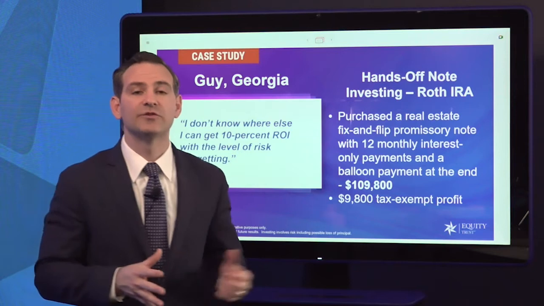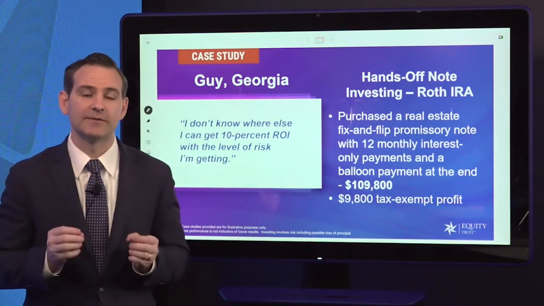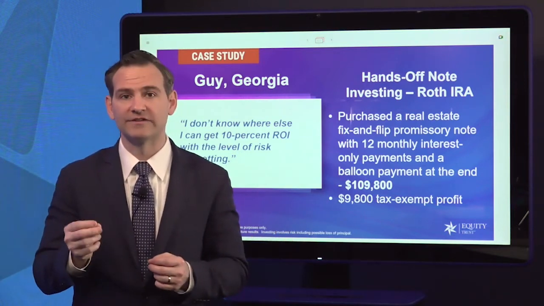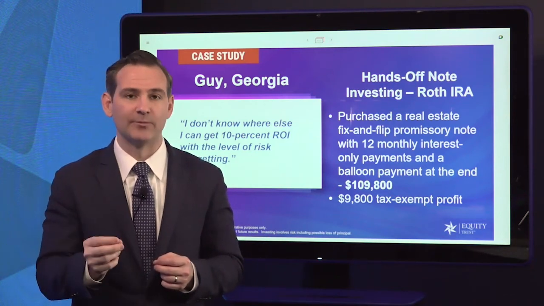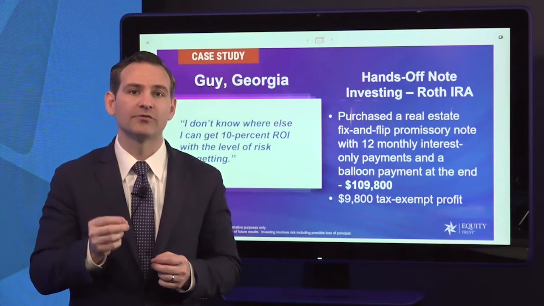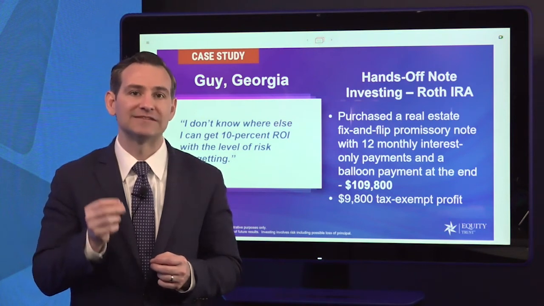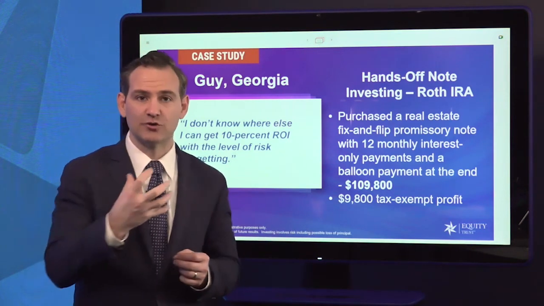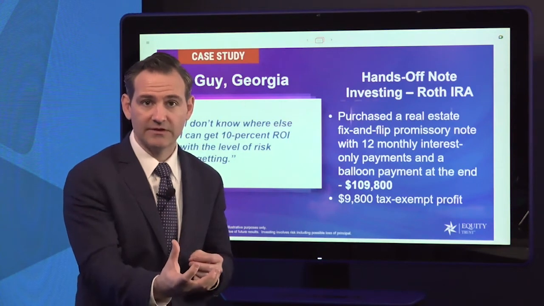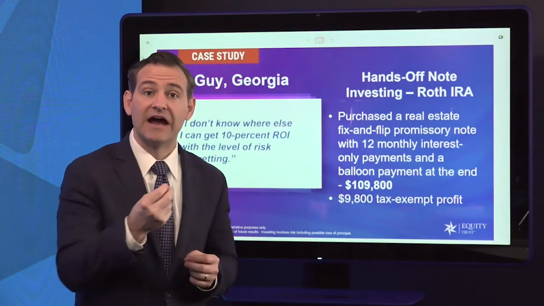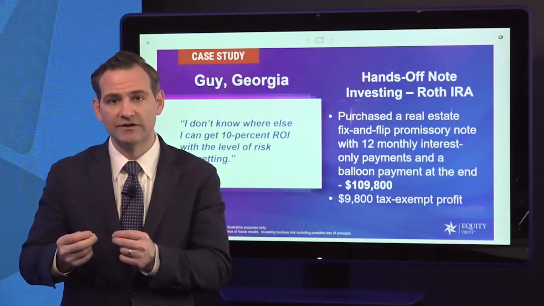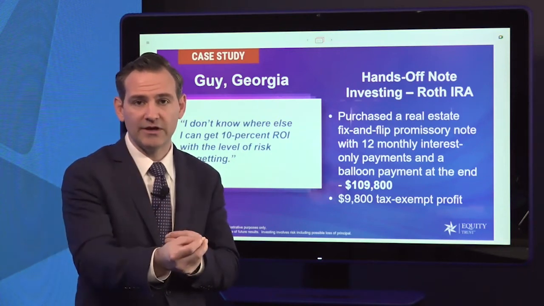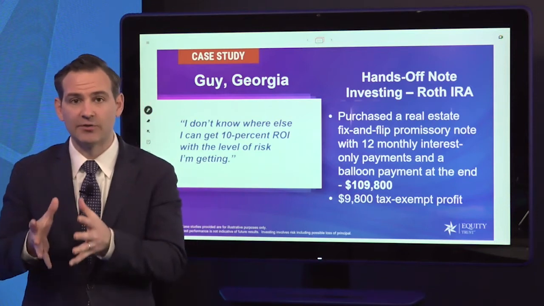So first, let me share with you Guy from Georgia. He is a private lender, primarily focusing on lending money secured by real estate to other rehabbers. He deployed $100,000 from his self-directed IRA. Money was sent directly to a title company for the loan. His IRA held a promissory note and a first lien mortgage. So $100,000 deployed, in return was a promissory note and mortgage.